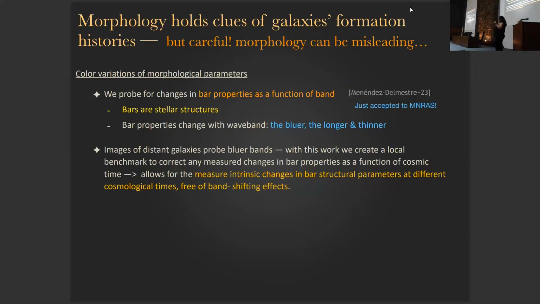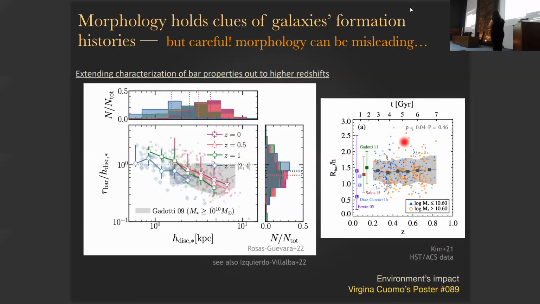Morphology can be tricky, depending on what band you use. We know this, but it's important to establish these benchmarks for the exploration of higher redshift. So the intention of this work is that it allows us now to measure intrinsic changes in bar structural parameters at different cosmological times, making these considerations and corrections. And this is something that has been done in simulations, not this part, but the work to start looking at bar properties, and our interest is to look at bars in disks because they tell us so much about disk maturity and their bar properties.